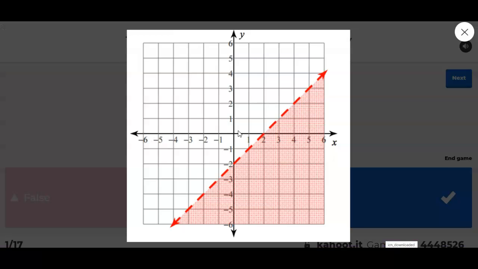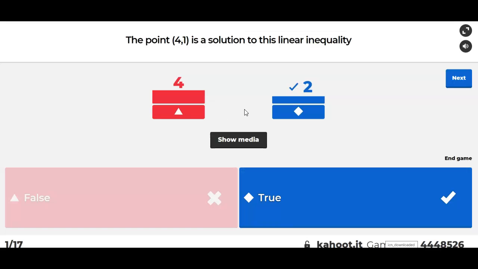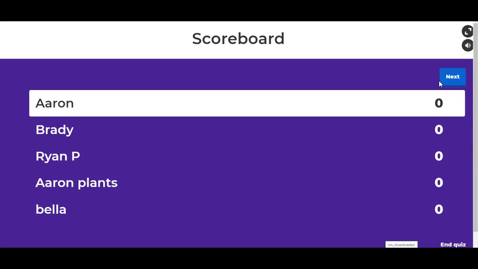All right, so the point is (4, 1). (4, 1) is in the shaded region. Therefore, if the question is, is the point (4, 1) a solution to this inequality, the answer is yes, it's true. Good job, boys.